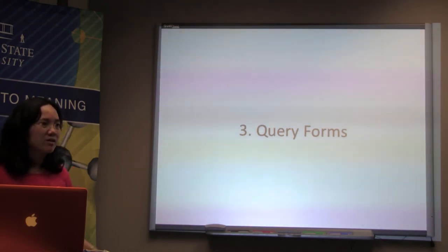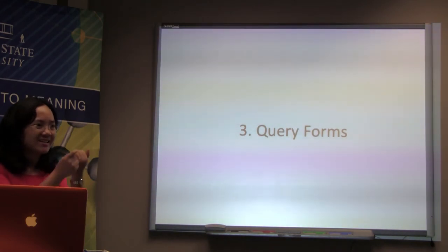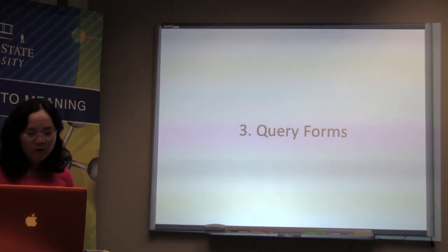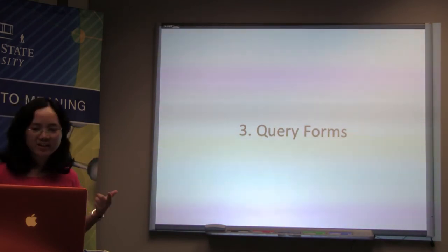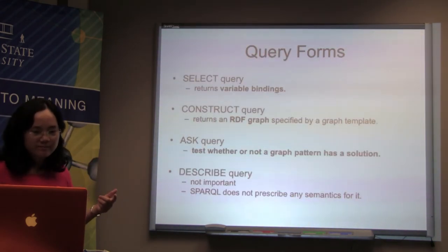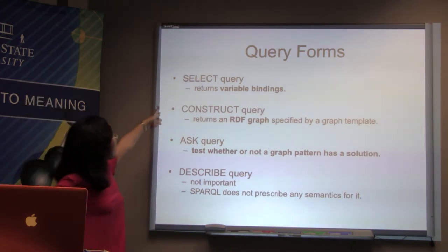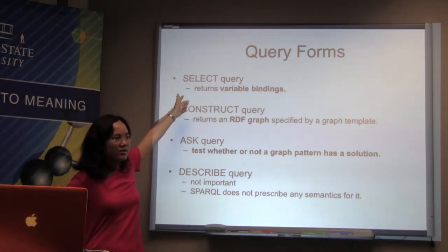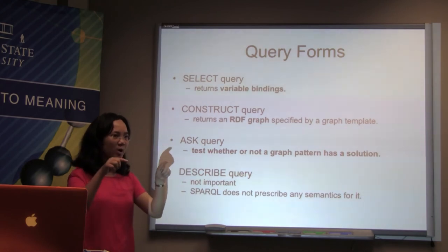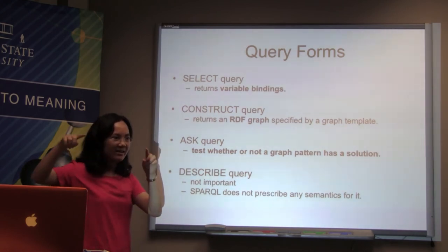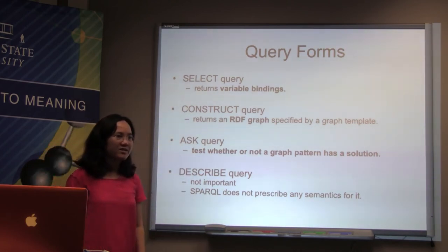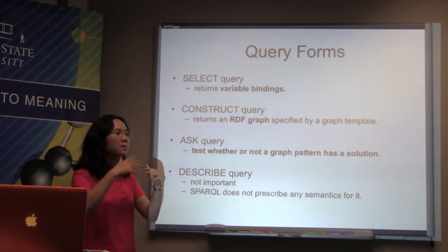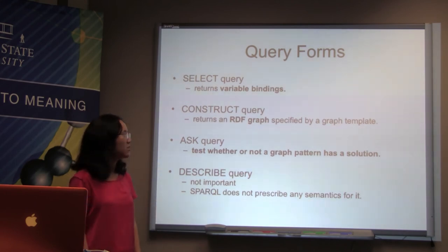However, SPARQL supports multiple types of queries, so beside the insert and delete, right? There are four query forms to retrieve information from your RDF dataset. So the first one is the select query. In this query, you write a select SPARQL query and select a set of variables, right? The purpose of the select query is to return the result bindings for your variables.